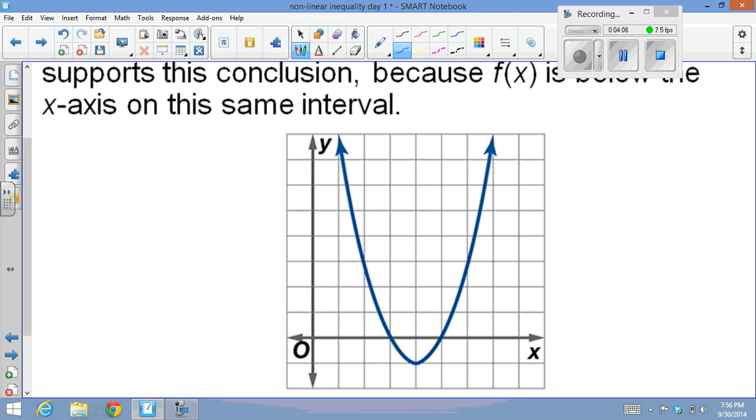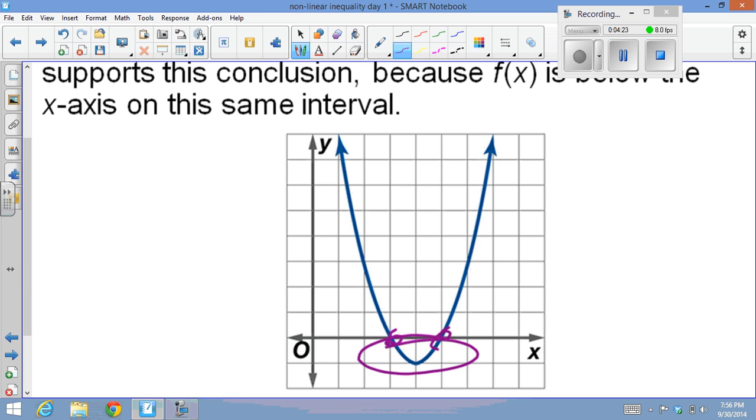If I were to look at my graph and I wanted to know where the parabola is smaller than 0, or in other words, negative, it would be negative in this interval here, which again is in between the x value of 3 and the x value of 5.